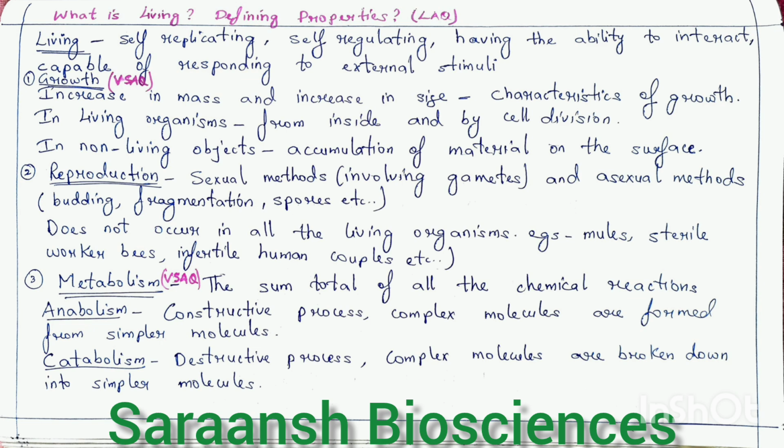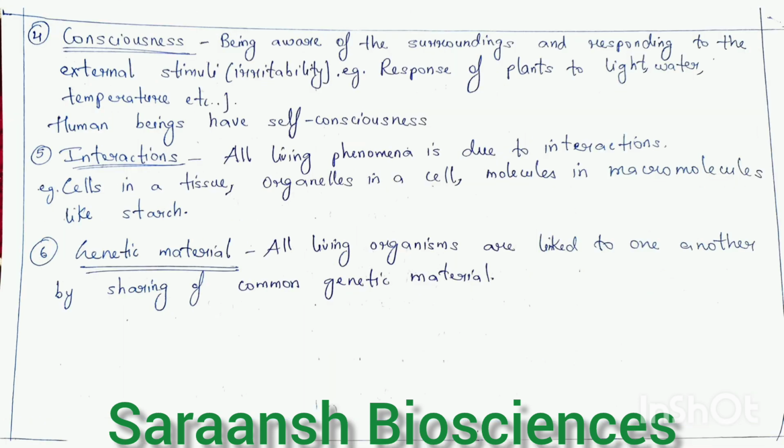Next, interactions. Now all living phenomena is due to interactions. For example, a tissue is made up of many cells, and these cells interact with each other to give the tissue its property. And a cell has many organelles. These organelles interact with each other to give a cell its property. Now, macromolecules like starch have many molecules which interact with each other. So, interaction is the basic phenomenon which occurs in all the living organisms, and all the living organisms are able to interact with each other and with others. So, interaction is also a defining property as it occurs in all the living organisms but is absent in non-living things.